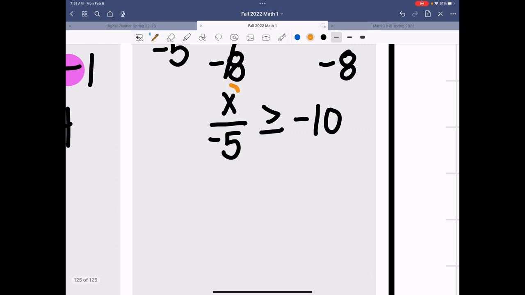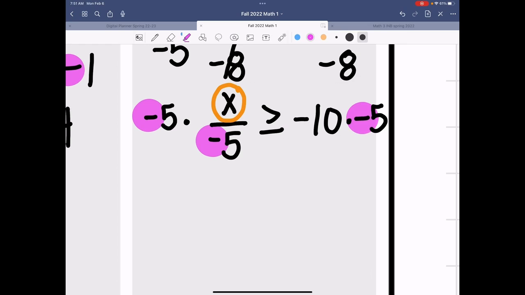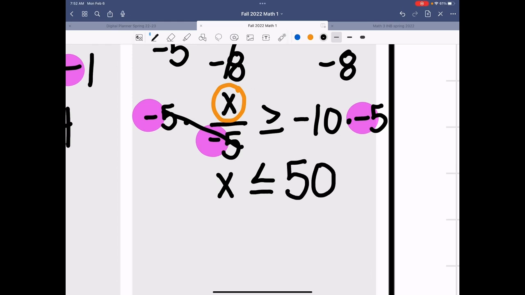Now, I'm still solving for x here, but I do see that I have this negative that I'm going to multiply by. So when I multiply by that negative, that is going to be my indicator that I need to flip my sign. Remember, you only flip the sign if you multiply or divide by a negative. So instead of greater than, it's going to become less than +50.